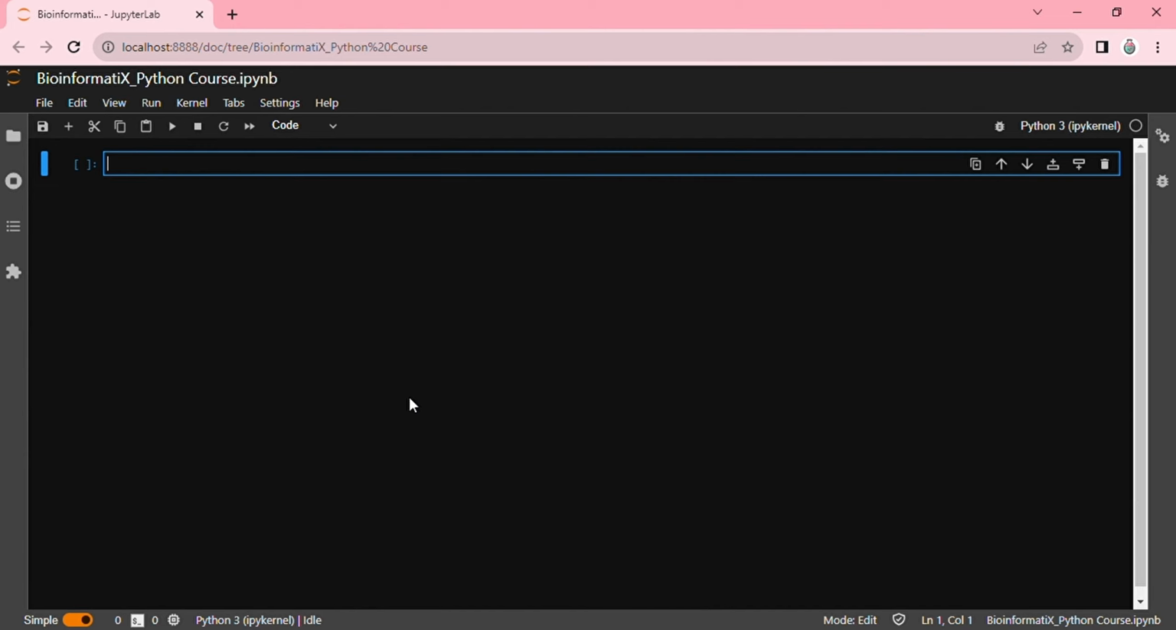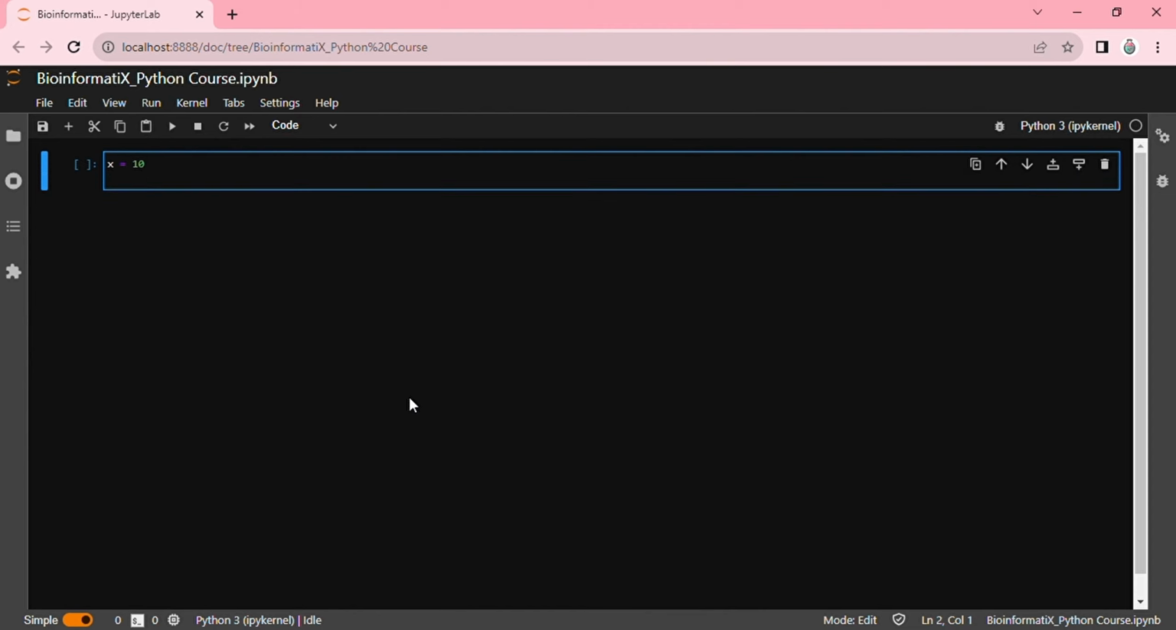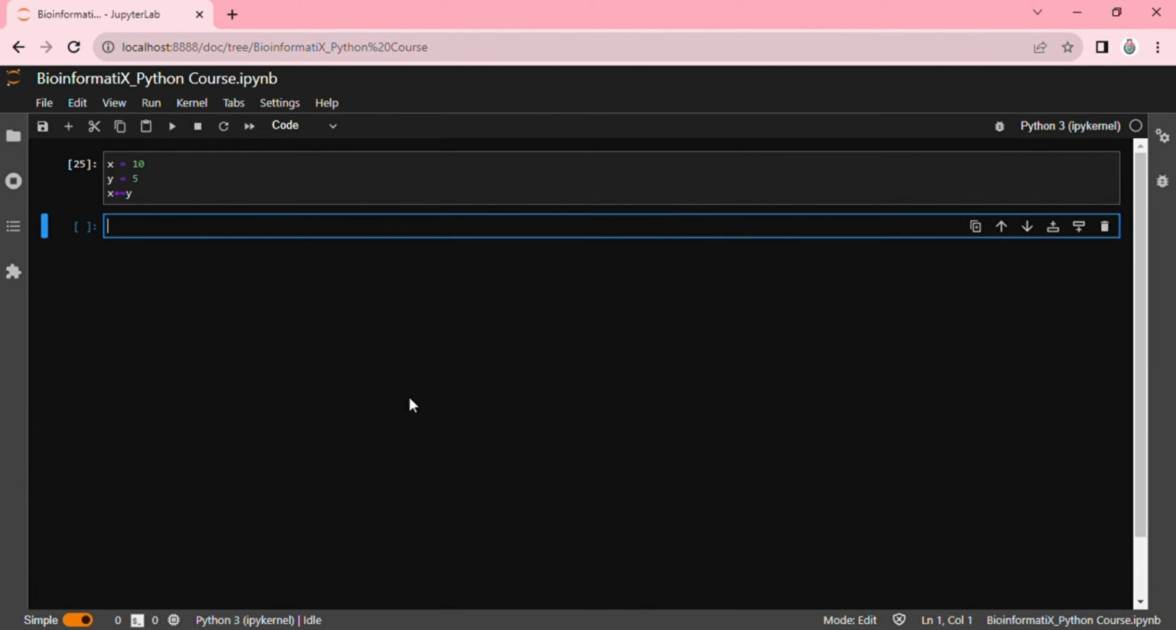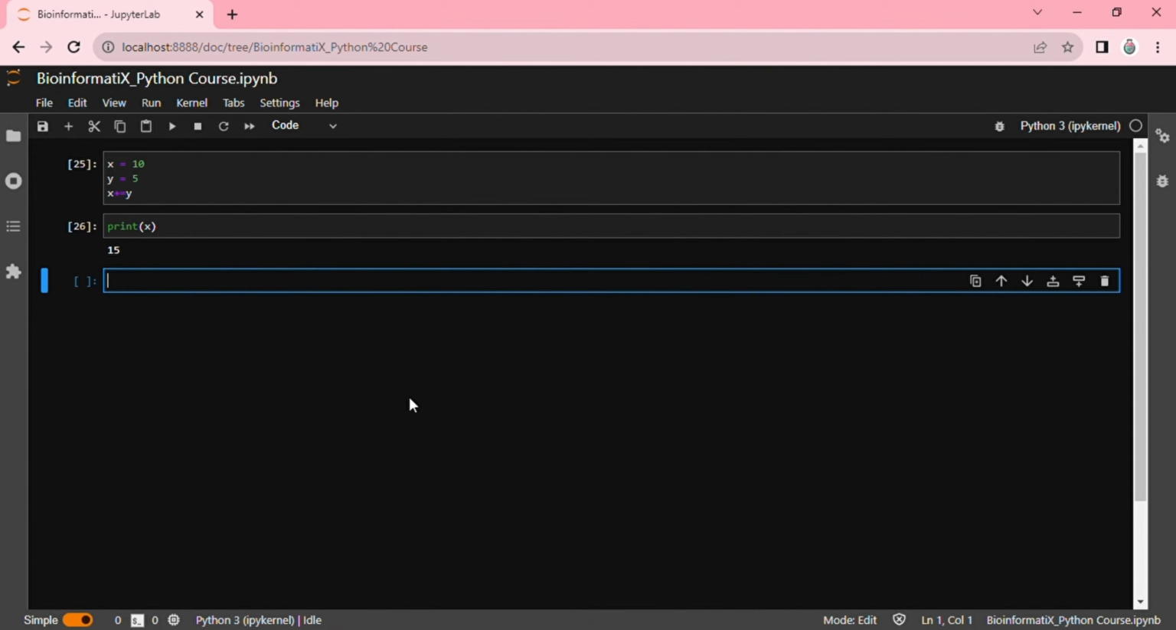The first augmented assignment is plus and then the equal sign. For example, x equal 10 and y equal 5. So in the case of x plus equal y, when we print x, it equals 15. When we say x plus equal y, it means x equal to x plus y. And because x equal to 10 and y equal to 5, the print function of x gave us 15.